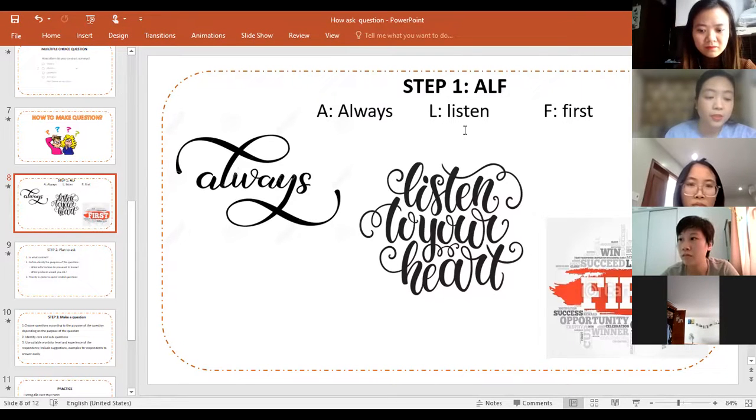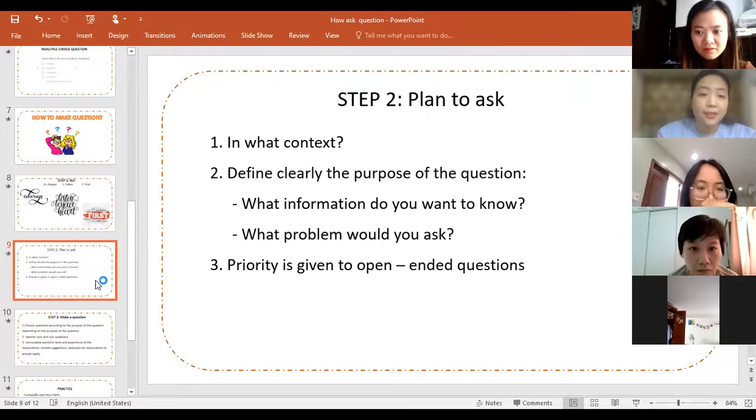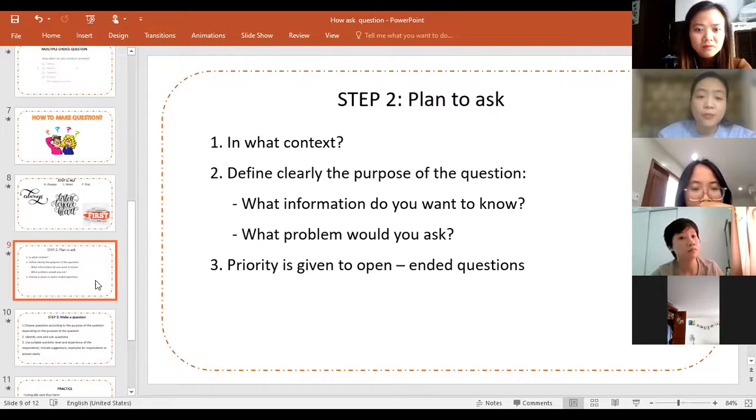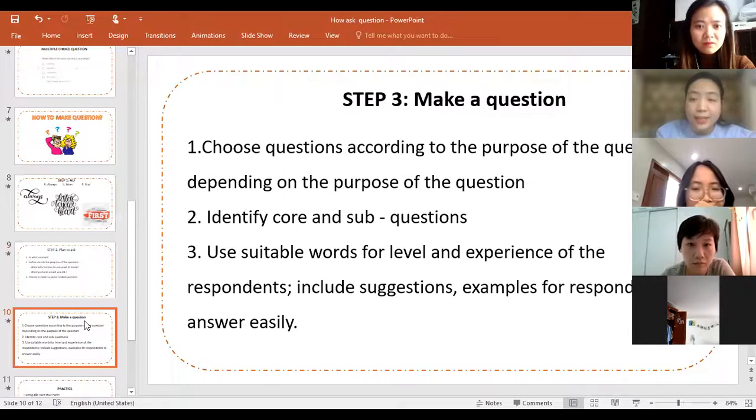Observe the opposition and rejection. And step two, you plan to ask. First, in what context? And second, define clearly the purpose of the question. What information do you want to know? And what problem would you ask about? And the last priority is given to open questions. And step three, make a question.